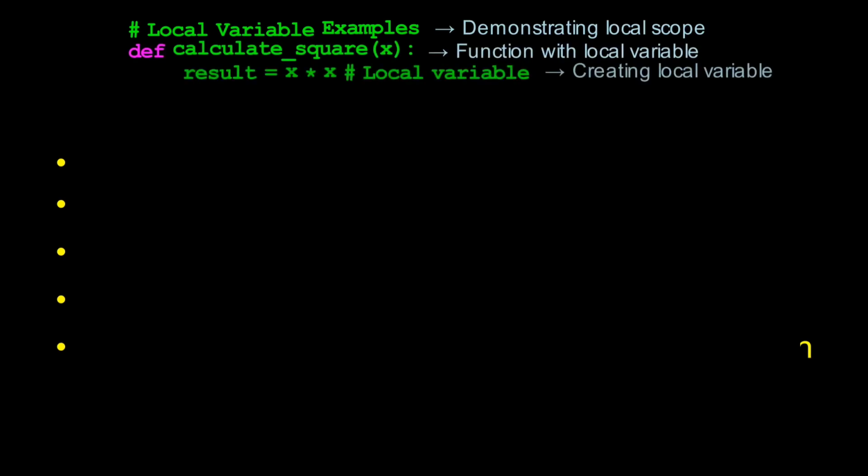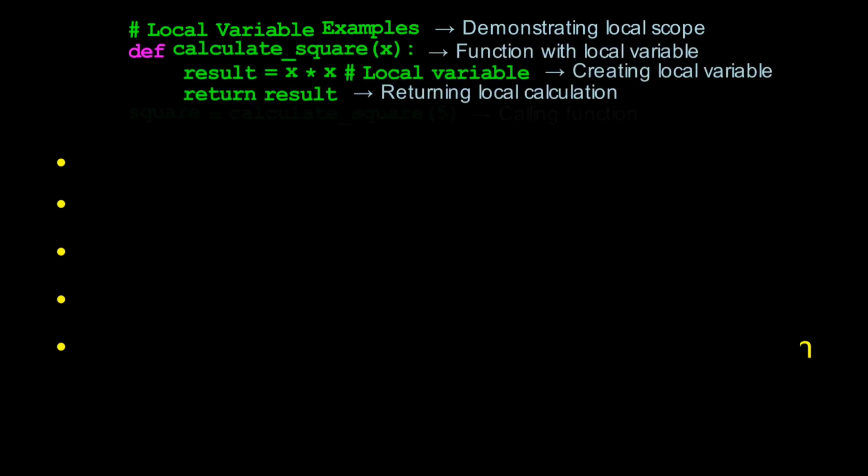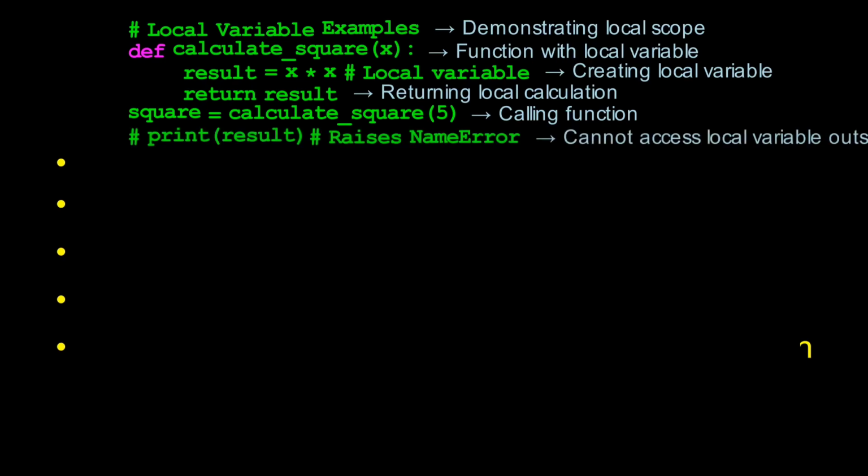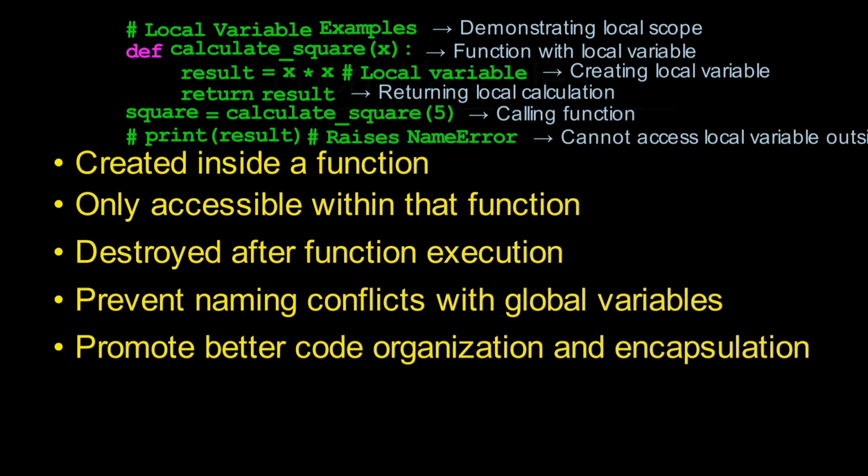def calculate_square(x) defines our function. result = x * x creates a local variable. return result returns the calculation. Next, outside the function, square = calculate_square(5) calls the function, and when we print result outside, it raises an error, since we cannot access local variables outside the function. Local variables ensure that functions remain independent and self-contained, promoting better code organization.